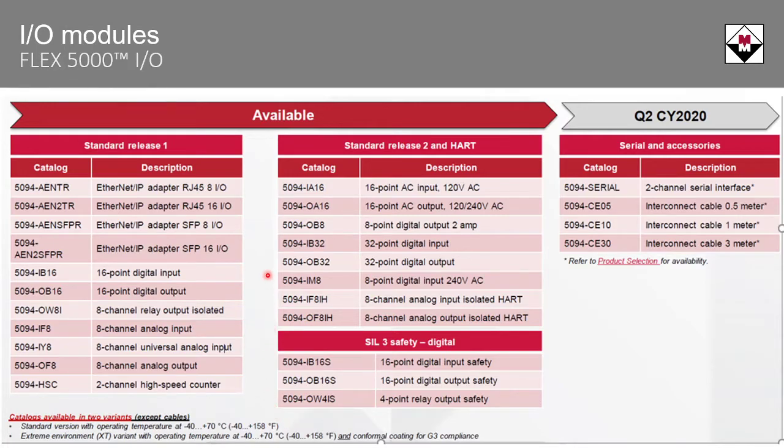Just released, we have AC input and output modules in 16-channel, and we have 32-channel DC input and output modules, as well as a universal analog input and output module supporting HART. I have a number of customers that were waiting on this to come out. So we still have to wait for the interconnect cables, and then there will also be a serial communication module.